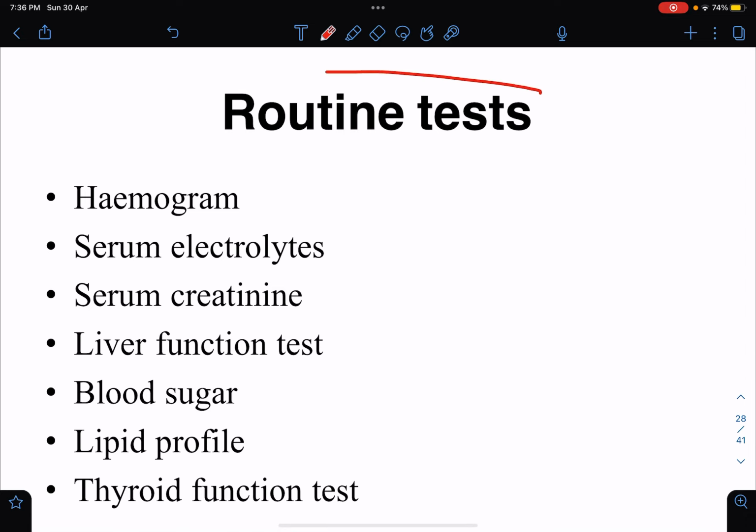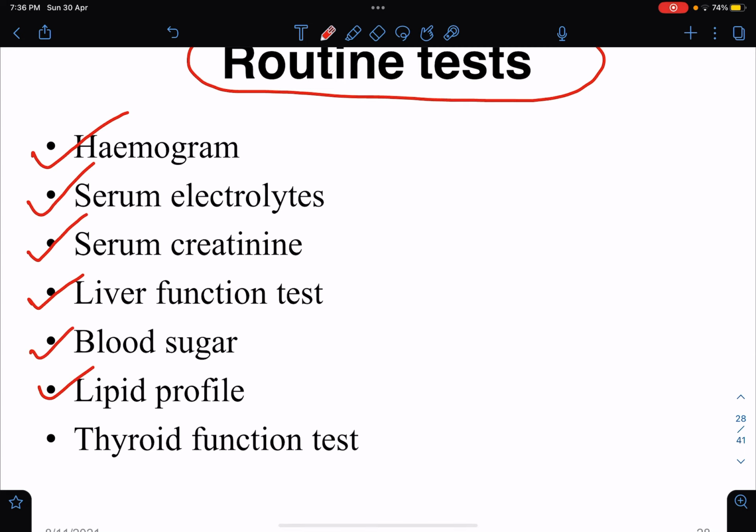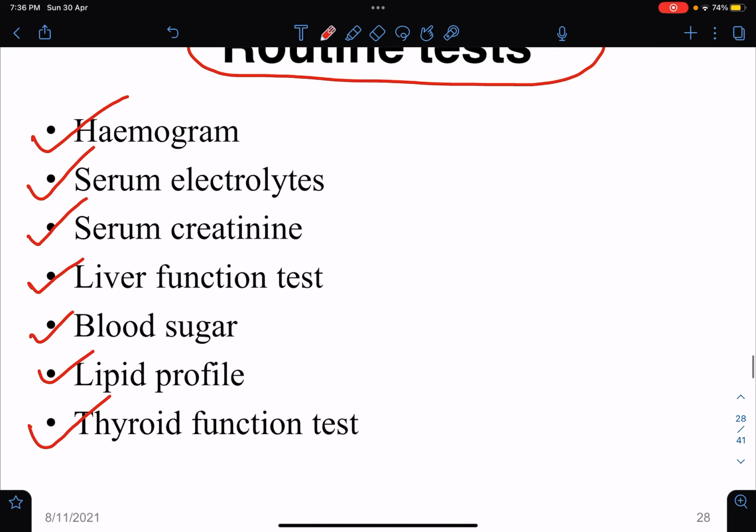Routine tests we will do for any heart failure case. We will do a complete hemogram, serum electrolytes, serum creatinine, liver function test, blood sugar, lipid profile, and thyroid function test to find out if there are any comorbidities or precipitating factors for heart failure, because anemia can lead to heart failure, then electrolyte imbalance may lead to arrhythmias which can lead to heart failure, then renal dysfunction can lead to heart failure.